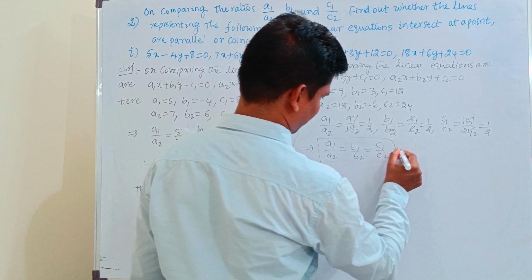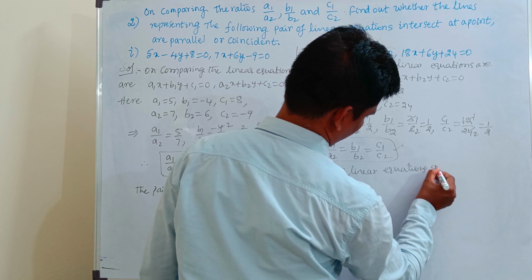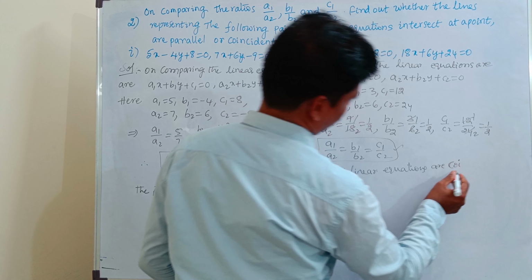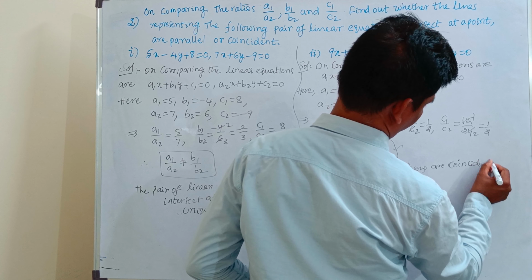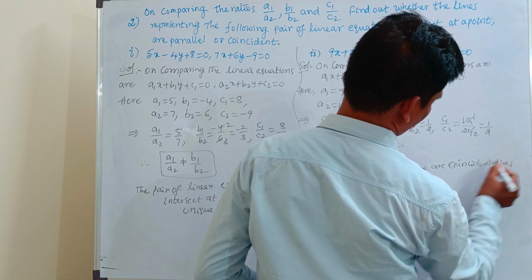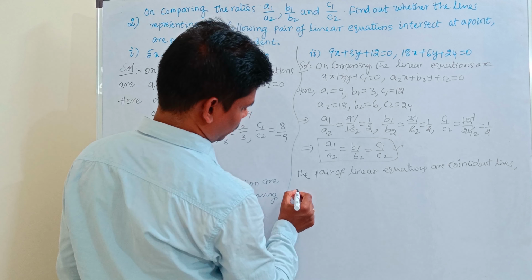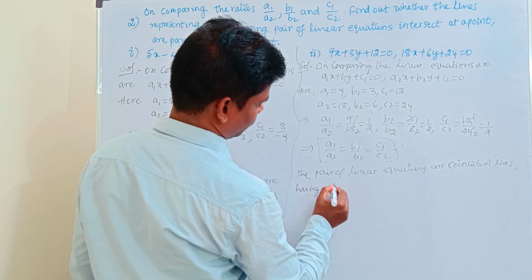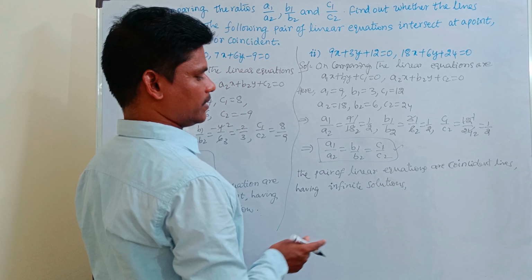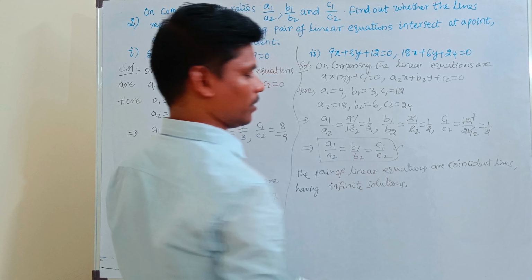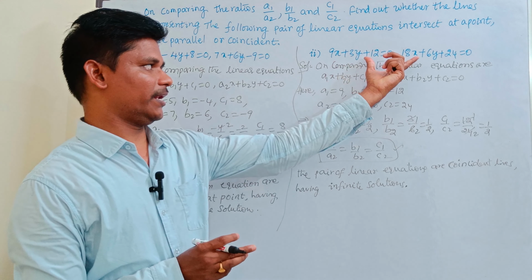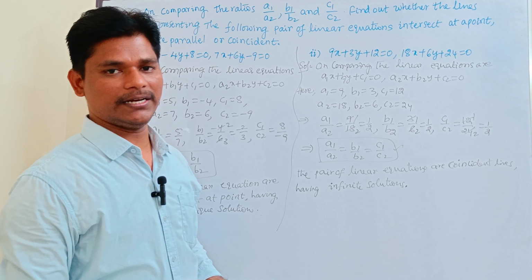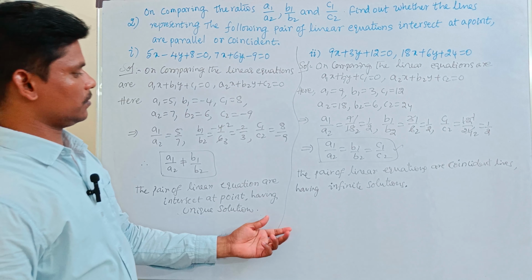So the pair of linear equations are coincident lines. Okay. So the solutions are infinite. They are consistent: this type of pair of linear equations is a consistent system. Okay, so there are two questions.